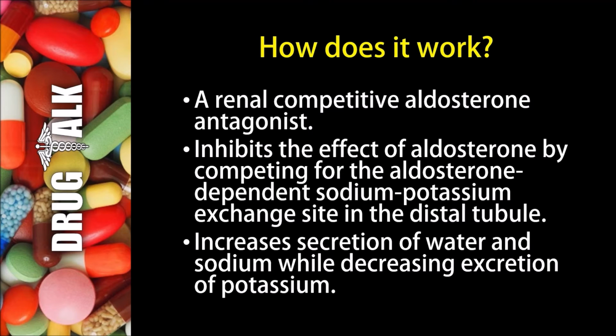So how does spironolactone work? Well, spironolactone is a renal competitive aldosterone antagonist. It inhibits the effects of aldosterone by competing for the aldosterone-dependent sodium-potassium exchange site in the distal tubule. It increases secretion of water and sodium while decreasing excretion of potassium.